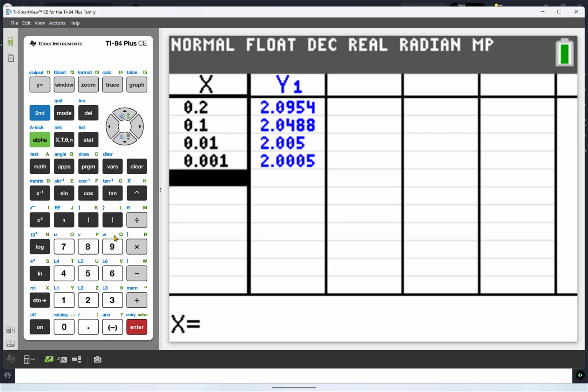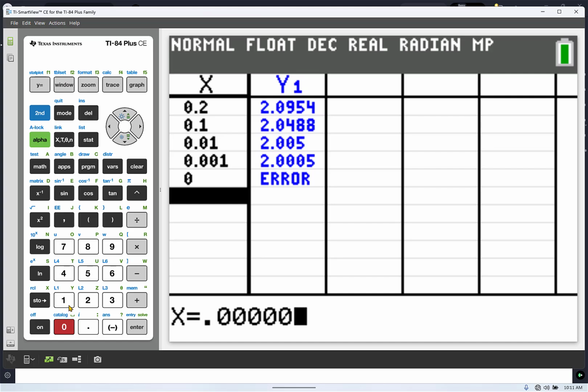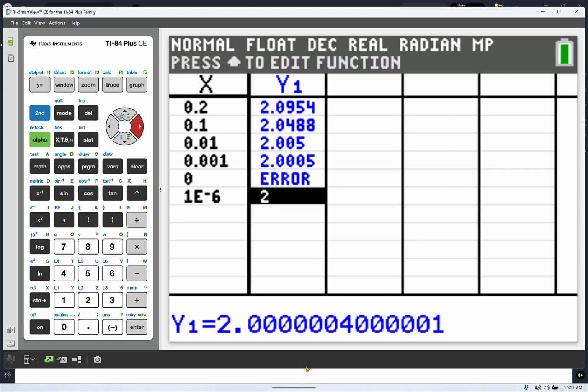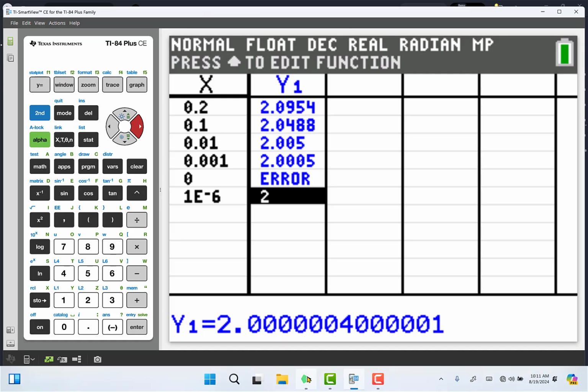Don't be confused. If you put 0, it's going to say error. See? But let's say if I put 0.000001, let's see what it says. It says 2, but it really isn't 2. It's really like 2.00000004. It's really that. But of course, obviously that's close enough to 2, so it just says 2.